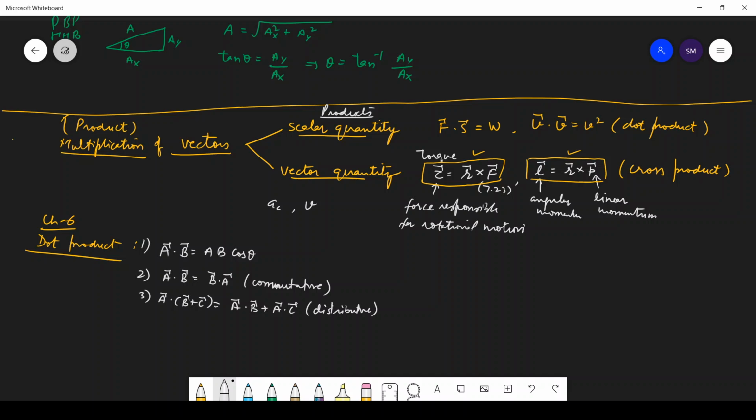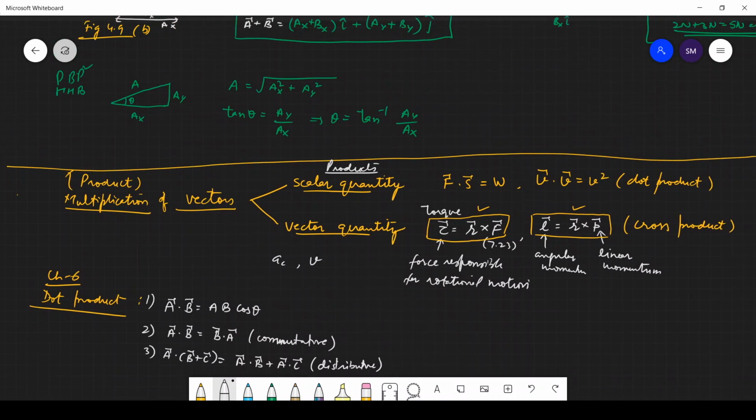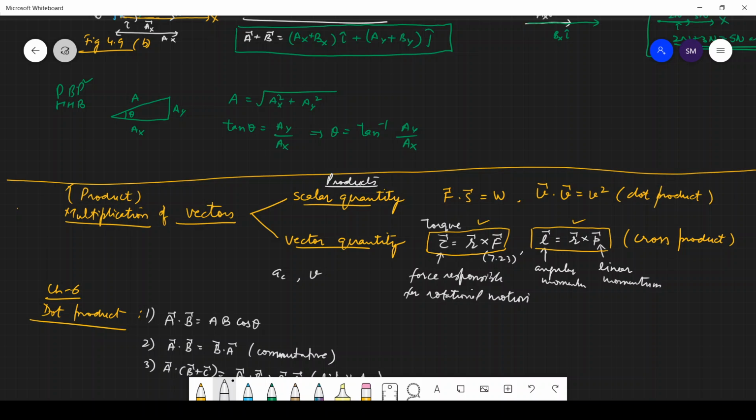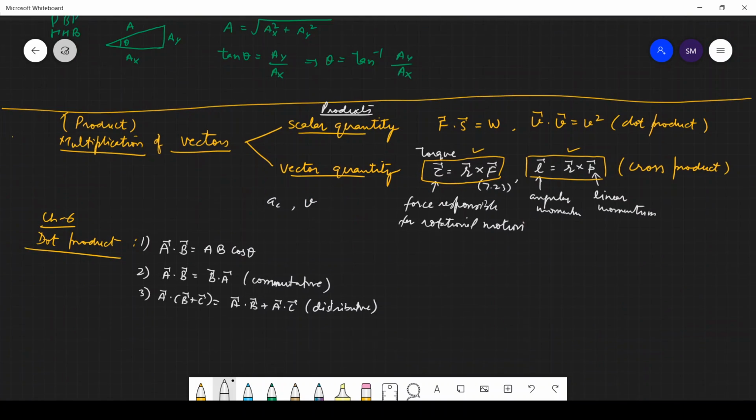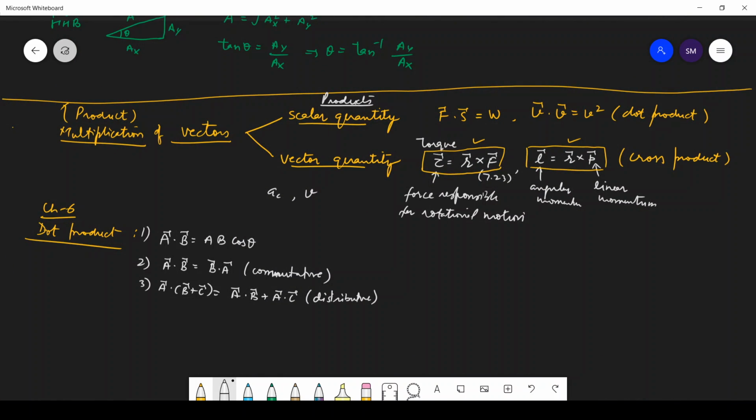Like here, where we did the addition of vectors by simply adding their x components, a dot b means simply multiplying their x components. And you can derive it also, if you want to derive it. It is simple.